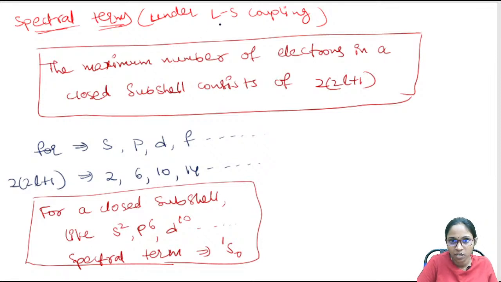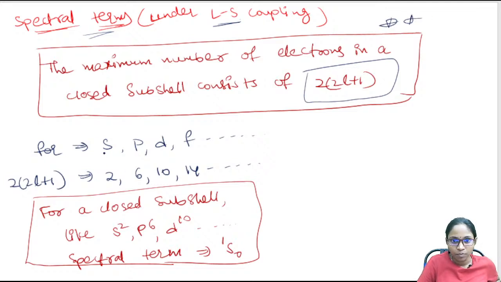Spectral terms under LS coupling. Whenever the LS coupling takes place, how to write the spectral terms, let's see. Before that, you have to know how many maximum electrons will be filled in subshells. The maximum number of electrons in a closed subshell will be 2(2L plus 1). This is a very important point.